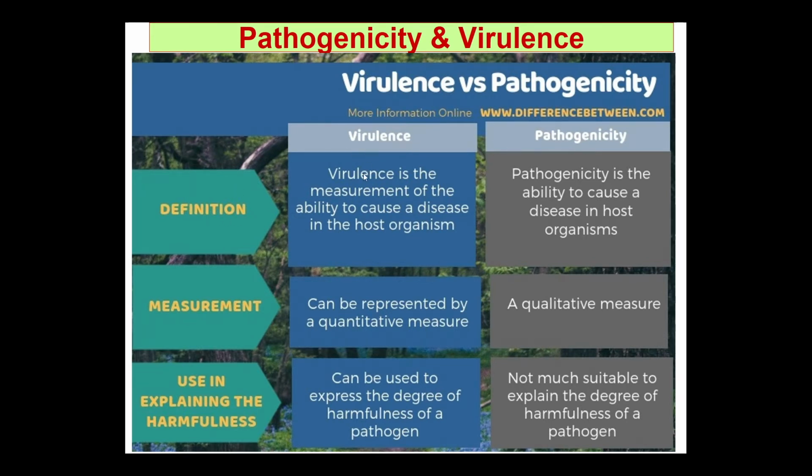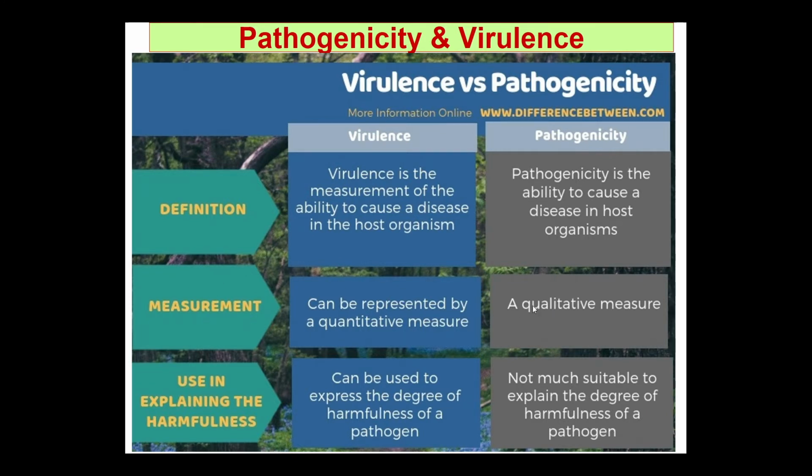Definition. Virulence is the measurement of the ability to cause disease in the host organism. This is a property of strains. Pathogenicity. Pathogenicity is the ability to cause disease in a host organism, but it is the ability of the species, not strains, but of the species of microorganism. It means we can say that Shigella is a pathogenic microorganism. It means that all strains of Shigella will cause shigellosis.